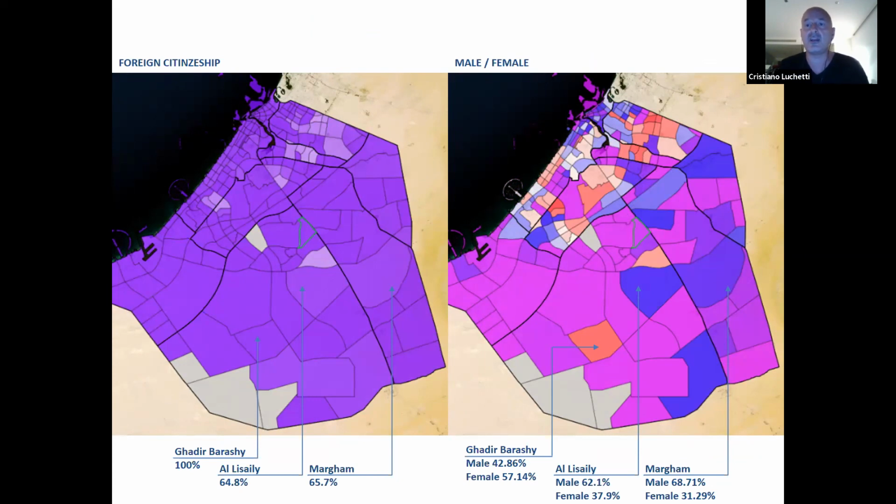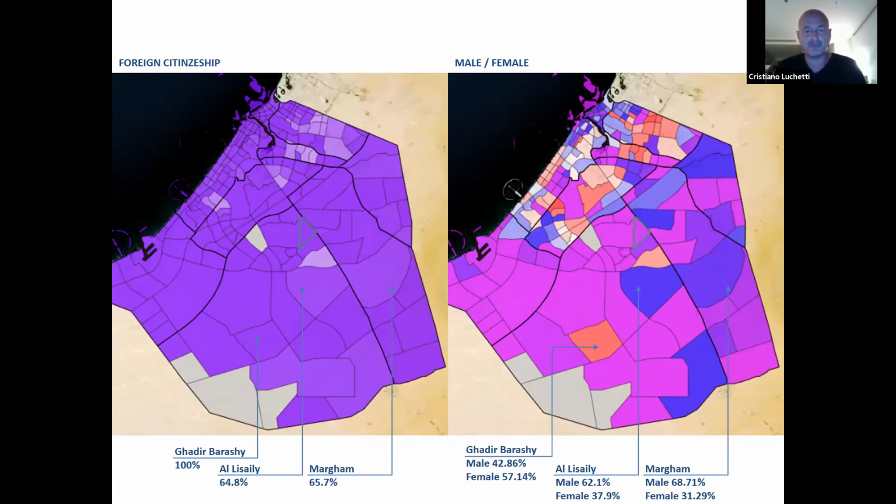Certain traditional areas where the traditional villages are, they can reach around 65%. And this is because of the presence, of course, of foreign workers, but also maids that move into local traditional families to help them. And also the other data that we might want to look at is the male-female ratio.